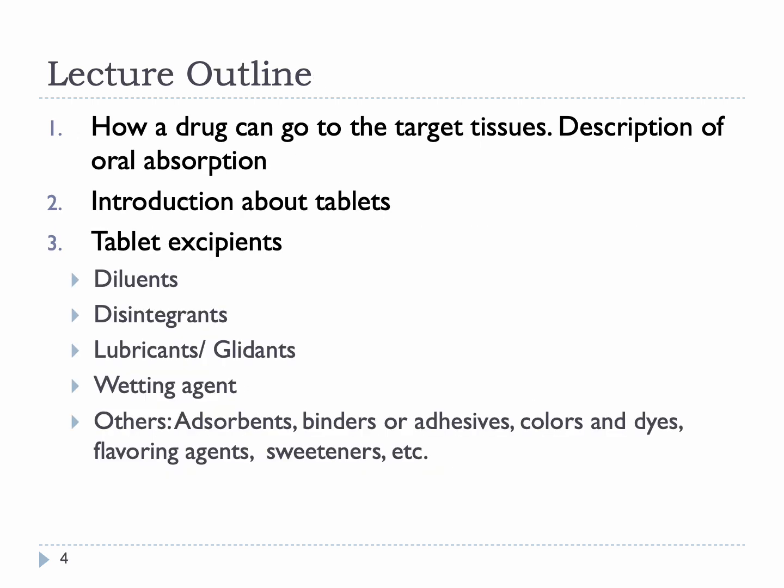To facilitate your study, this is the lecture outline, so you can have a big picture of the lecture. First, you will learn how a drug can go to the target tissue and a description of oral absorption. Then you will learn an introduction to tablets. Then the next topic is tablet excipients. Under tablet excipients, you have different excipients such as diluents, disintegrants, lubricants, glidants, wetting agents, and other excipients such as absorbents, binders, adhesives, colors, dyes, etc.